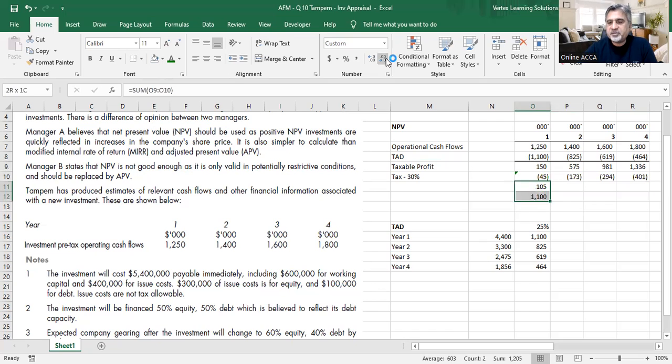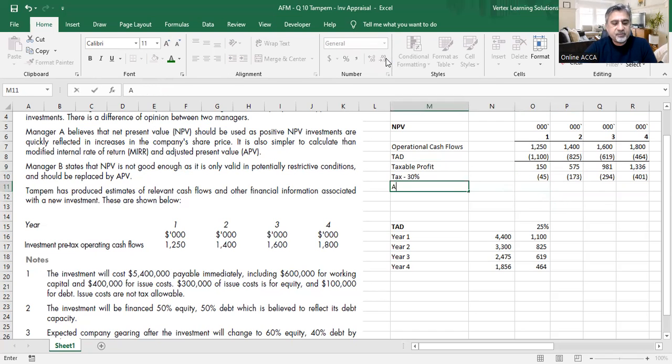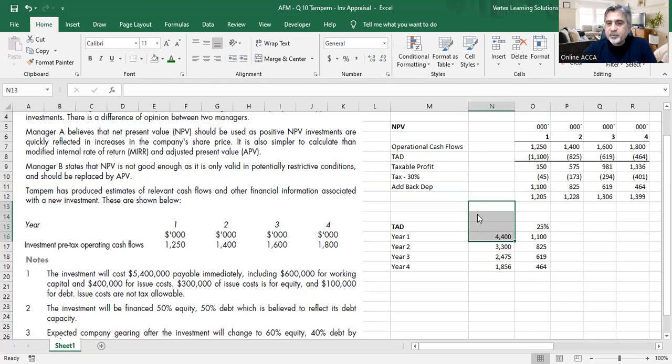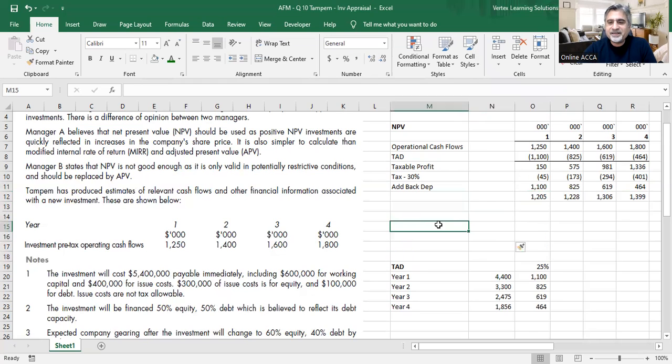You can make a total, but I would rather prefer not to make a total. I would say add back depreciation so that we don't have many rows here. So I'll just add back these numbers and then make a total here, okay? That makes me 1205 here. I'm not explaining these calculations a lot because, like I said, we have done them 500,000 times, okay?